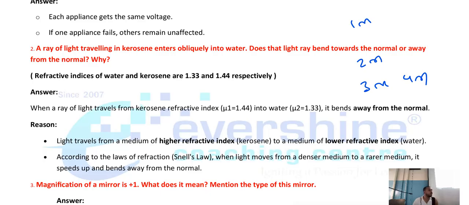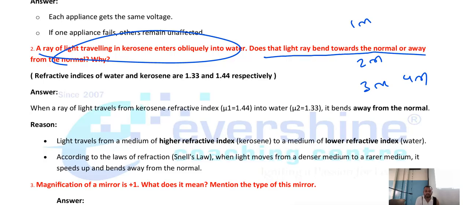Are you getting my point? Only write the answer with respect to the given marks, and write only as much as they are asking. Now they are asking, this is the condition: does that light ray bend towards the normal or away from the normal? That's all.